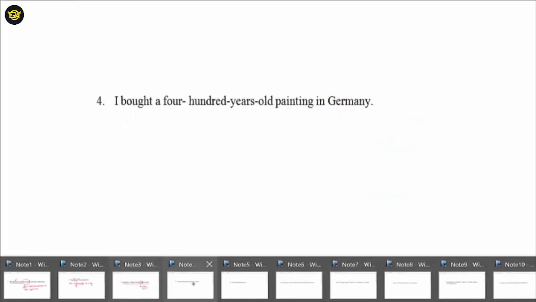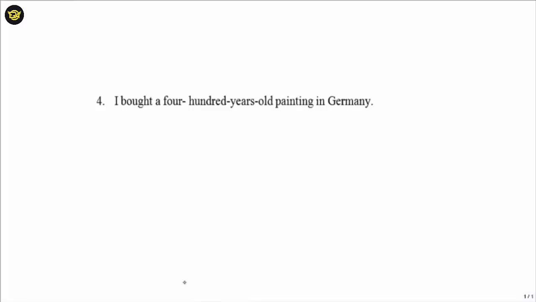Let's look at question number 4 now. I bought a 400 years old painting in Germany. Now what do you think is the problem with this sentence? I bought a 400 years old painting in Germany. Look at this entire thing.